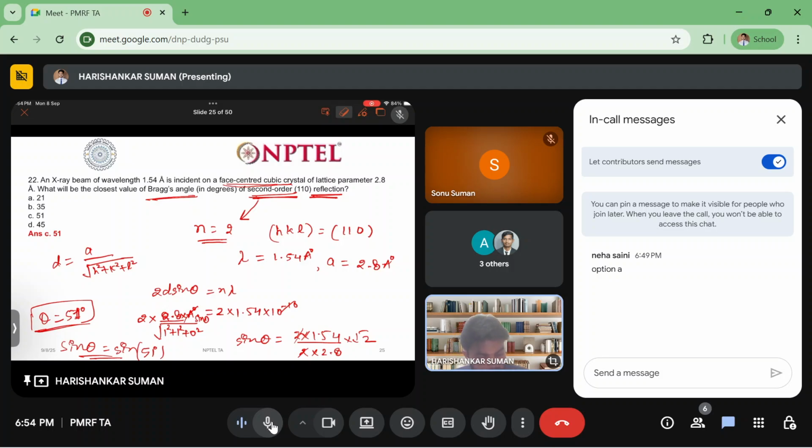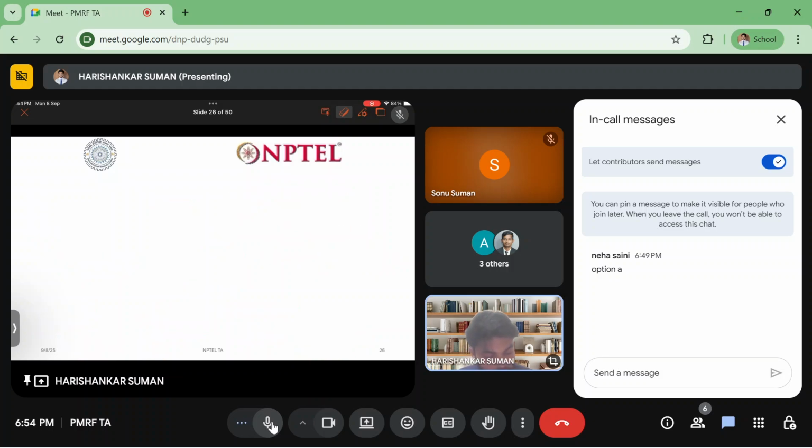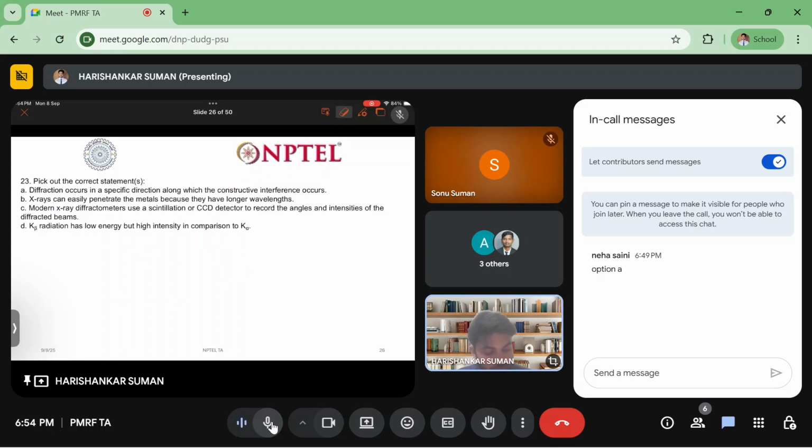Okay, nearest angle is 51. Pick out the correct statement about the XRD, X-ray diffraction.